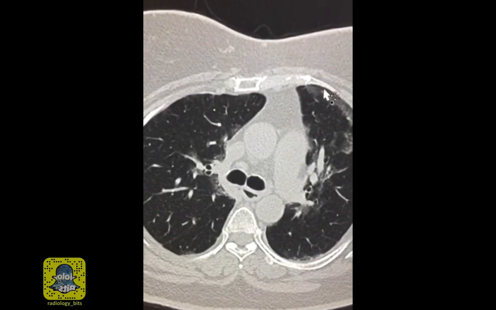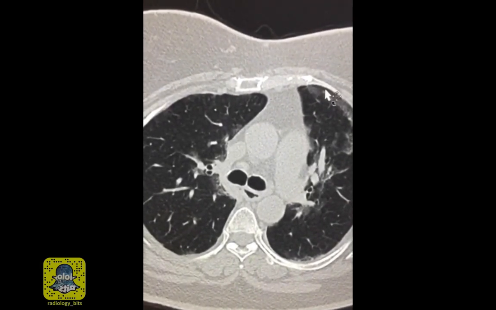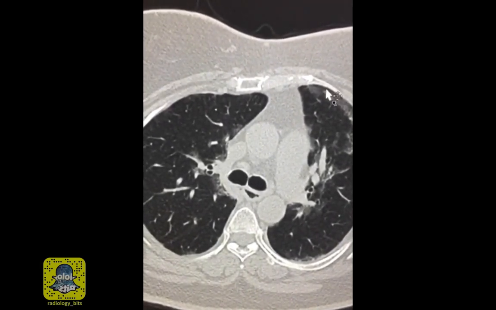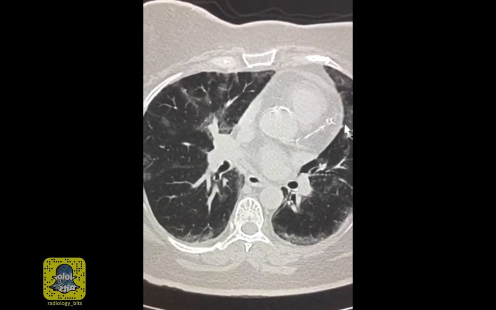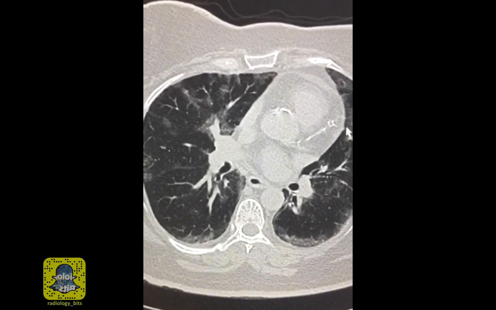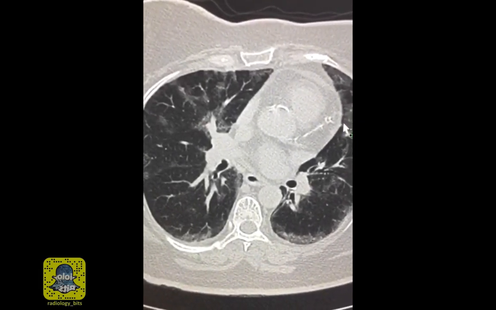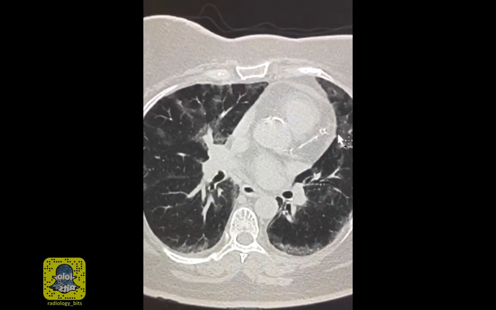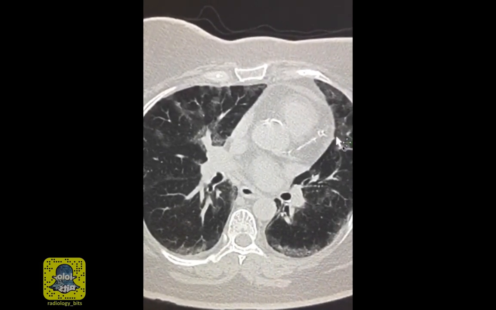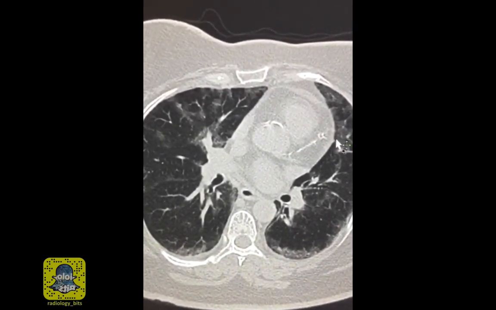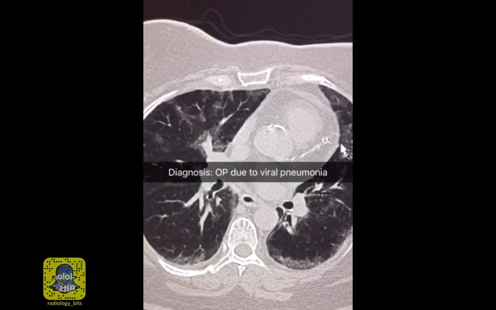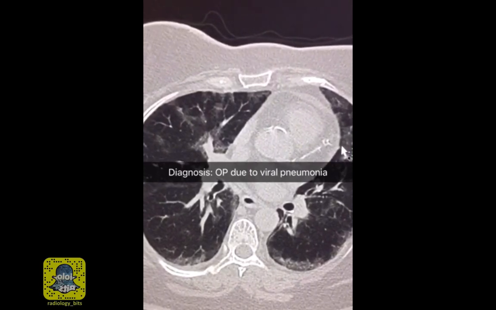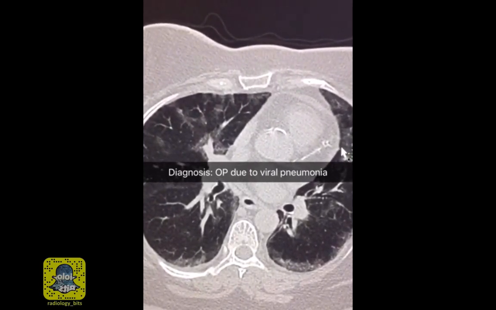Now, to reach the diagnosis, let's put everything together. This is an organizing pneumonia appearance in a patient who presented acutely. And this turned out to be organizing pneumonia secondary to an acute viral infection, which resolved spontaneously. The subsequent follow-up imaging on the patient revealed normalization of the lungs without even administration of steroids. The final diagnosis here is organizing pneumonia secondary to a viral infection.